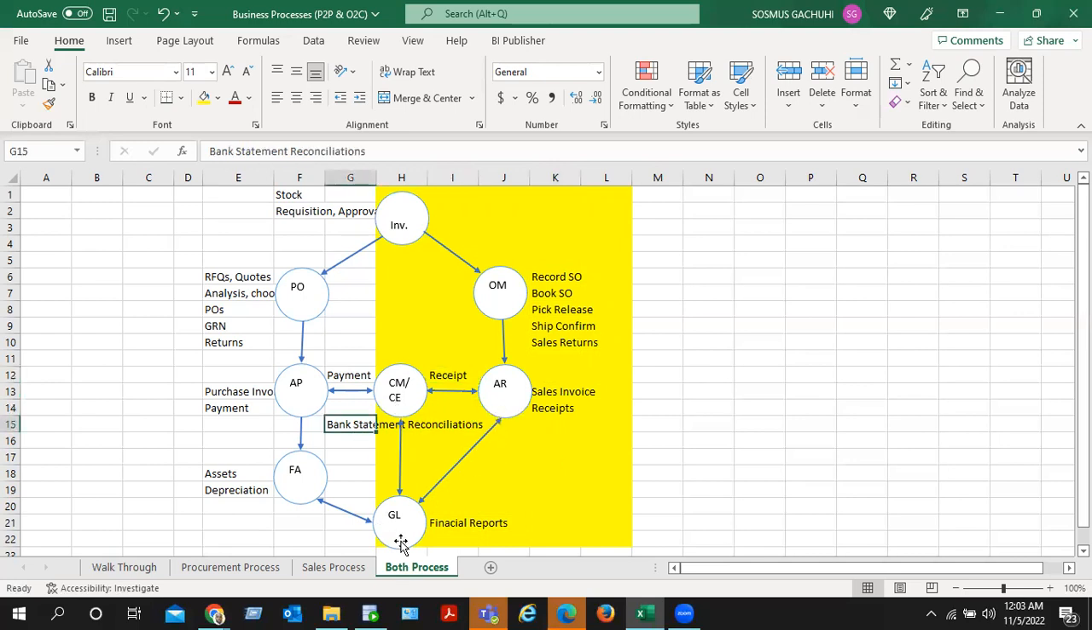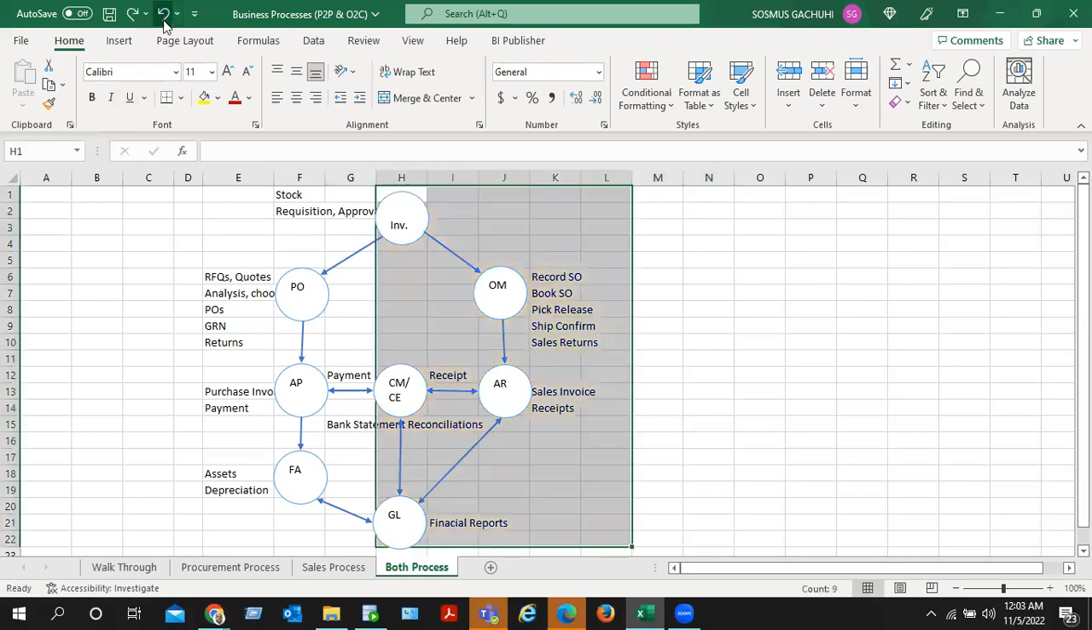And also the information will flow to the general ledger module, or rather application, for producing financial reports. That is primarily for order to cash, O2C.